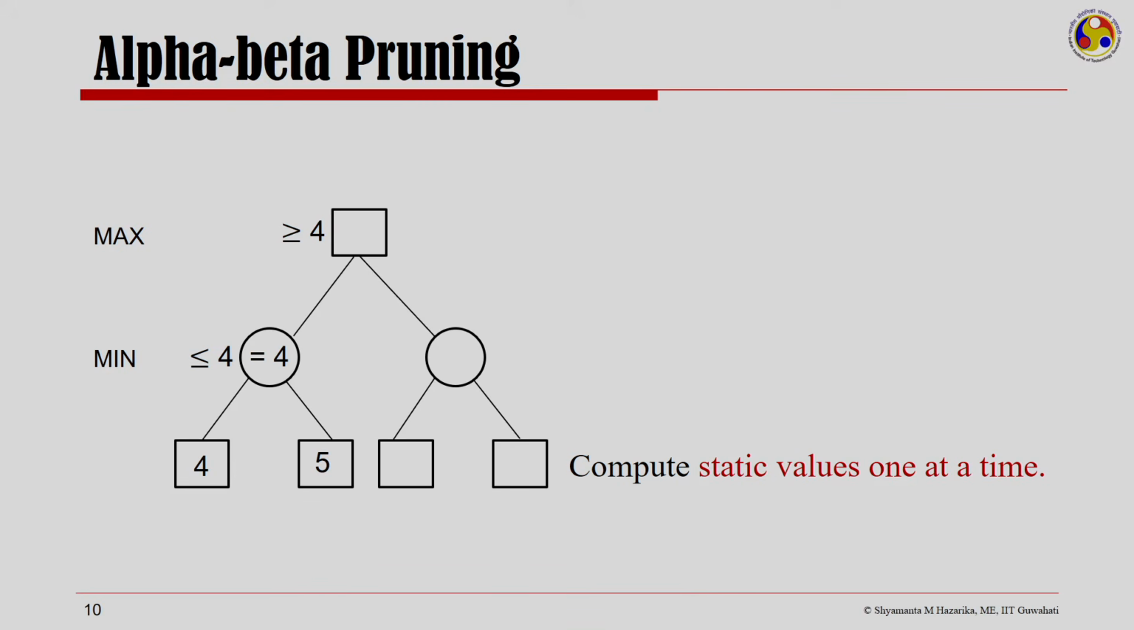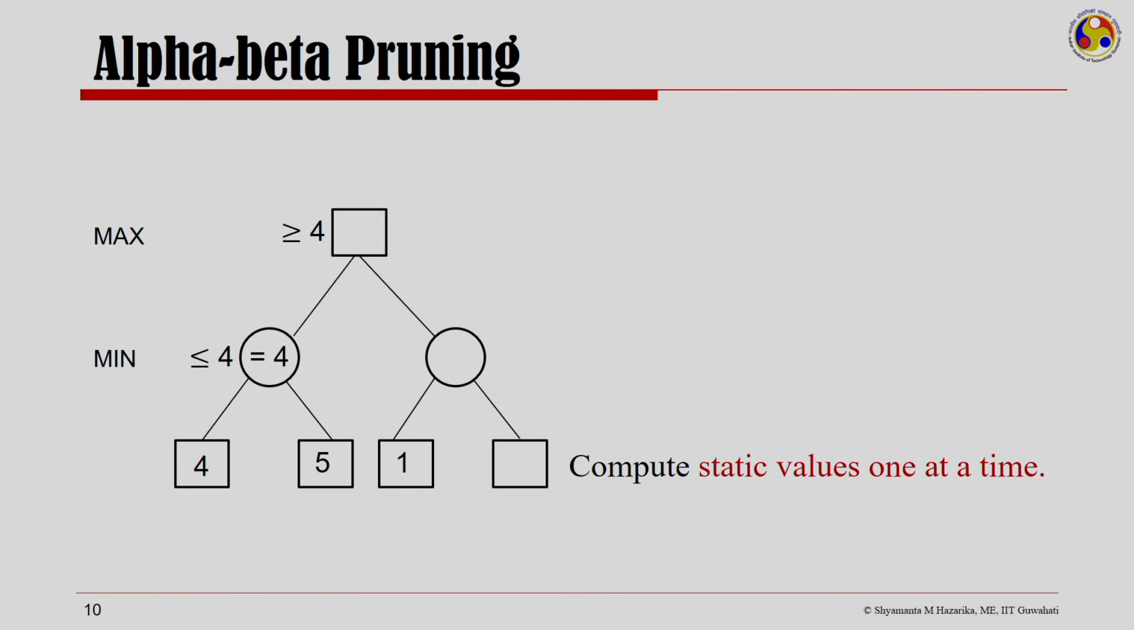Now one level up, when we want to back up, a realization comes that if Max had taken this path, then he would have been at least guaranteed 4. That means at this point of time Max can have values which should be greater than or equal to 4. We compute the third static value, which is 1. At that point of time we can see that the min value now would be something which is less than or equal to 1.